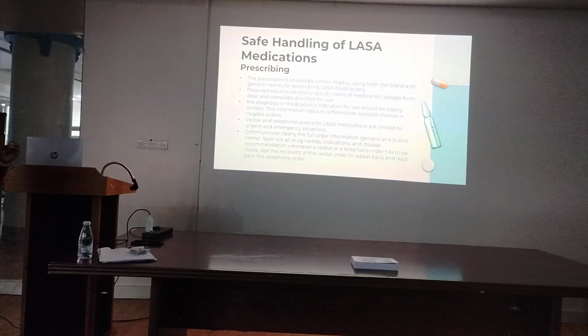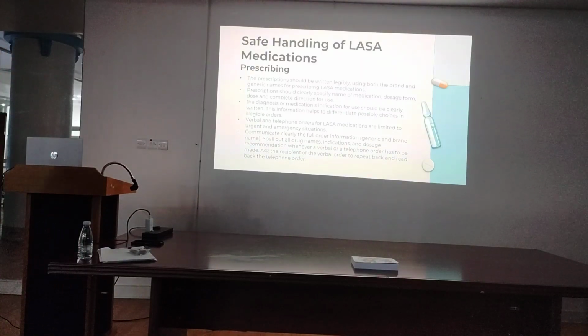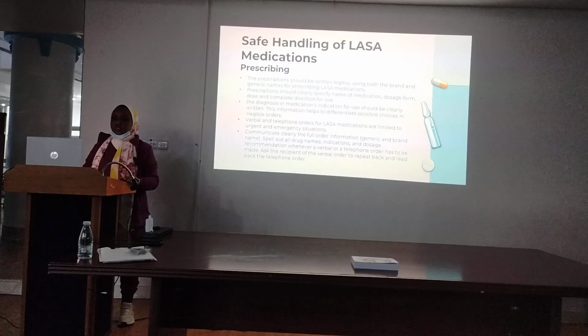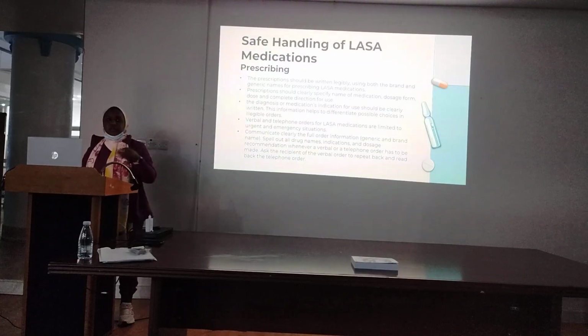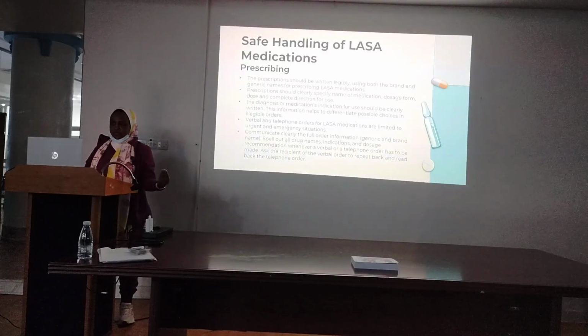Okay, when you're getting a prescription for a LASA medication, LASA medication should be prescribed in generic names, not in brand names. Even if the brand name is written there, a generic name should accompany the brand name because this will help you distinguish between them. Okay?